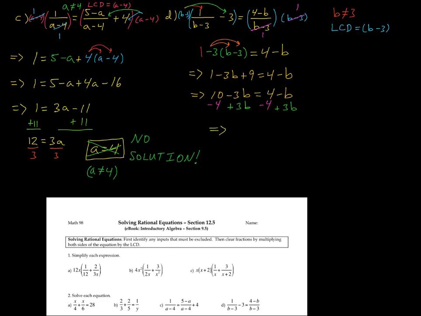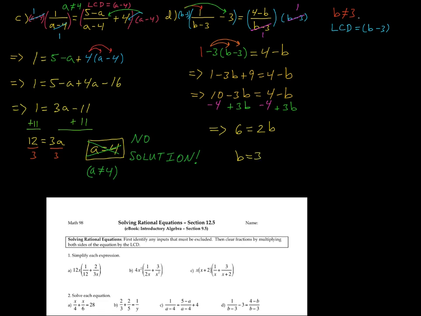So I'm moving the variable terms to one side and the constant terms to the other. So on the left, I'm going to get 10 minus 4 is 6. And then that's 0b. And then that's a 0. And then minus b plus 3b, that'd be 2b. Okay, and so then when we go ahead and divide, we're going to get that b is equal to 3.